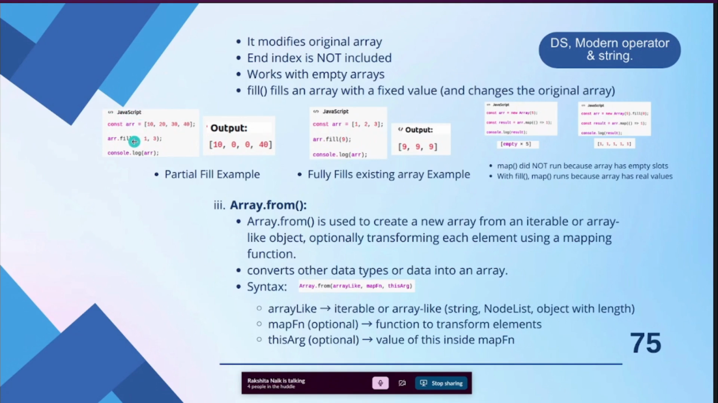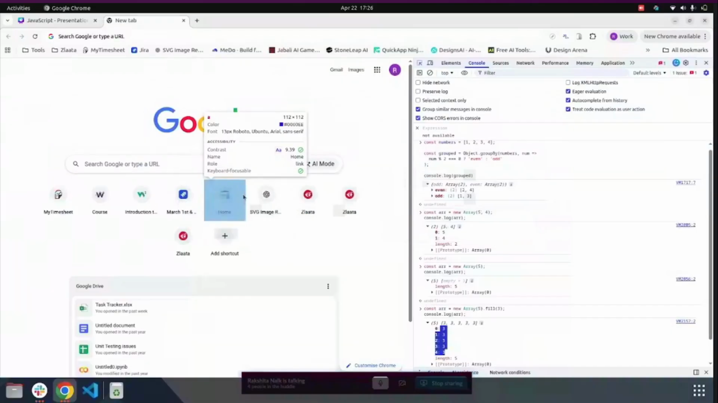For example, if I am doing array2 equals array.fill(0, 1, 3), it is changing this array also, that array2 too. Here I am telling it to fill 0 from index 1 to 3. End index not included means, I am showing here a partial fill example.